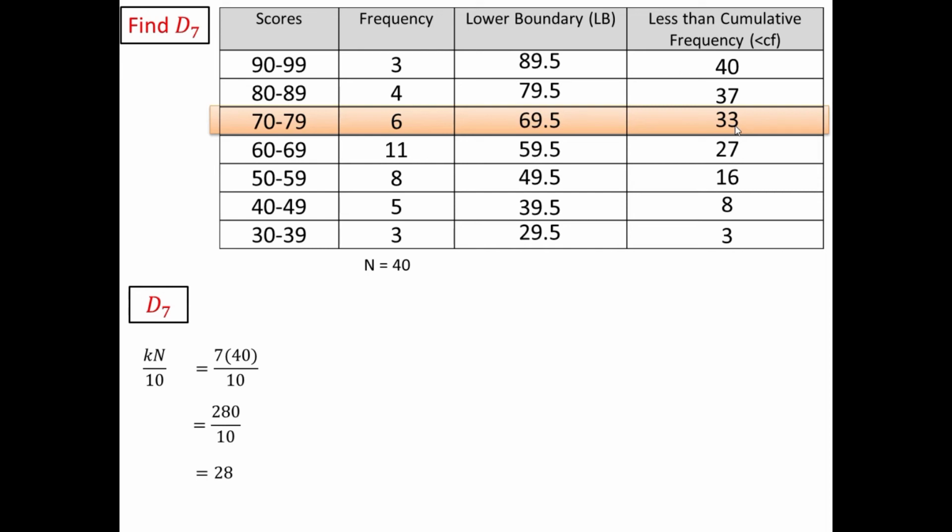Dahil na-identify na natin yung ating 7th decile class, pwede na nating magamit yung ating formula. D sub k equals LB plus Kn over 10 minus CFB over FDK times I. Hanapin natin yung ating mga given. Ang lower boundary niya is 69.5. Base dito sa ating table. Ang n niya is still 40.